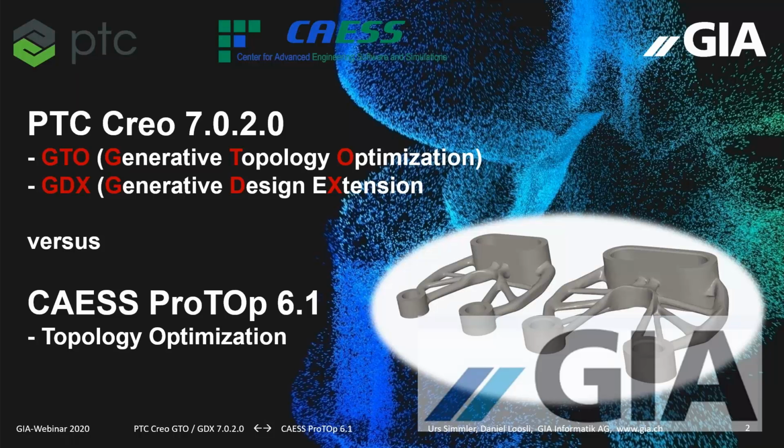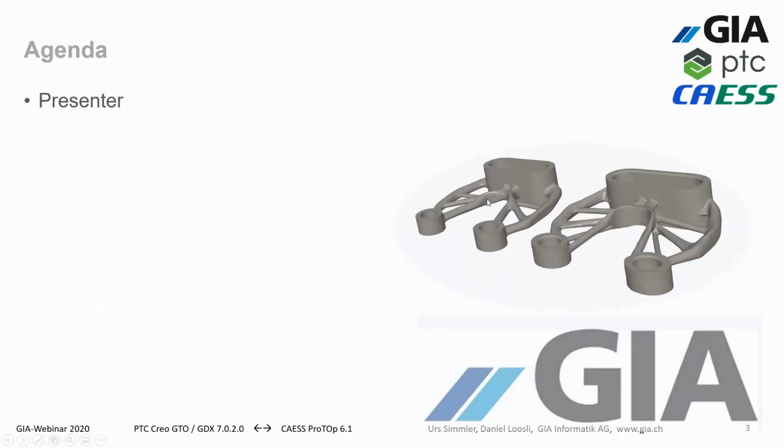I'd like to show two products: one product from PTC, a new product called GTO and GDX, and I'd like to compare it a little bit with a product which has been on the market longer. It's from CAESS, PRoTOp, and we'll see what the differences of these two products are.